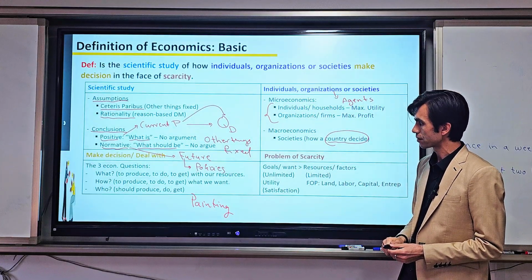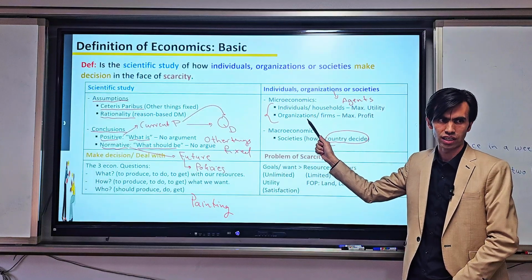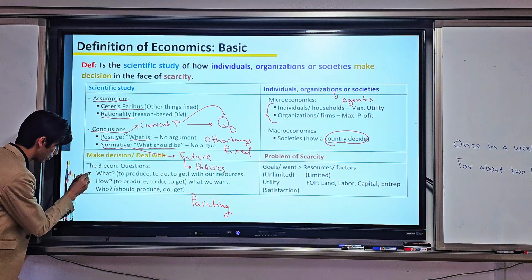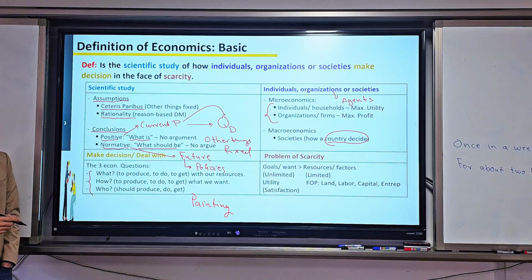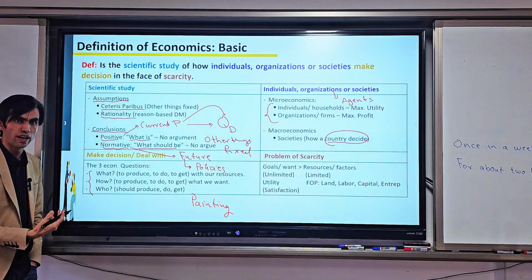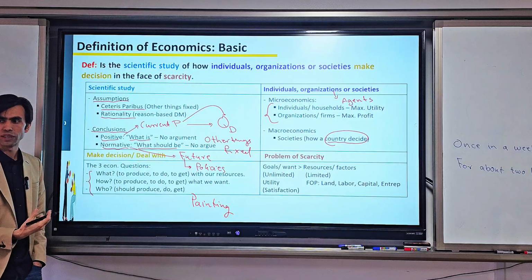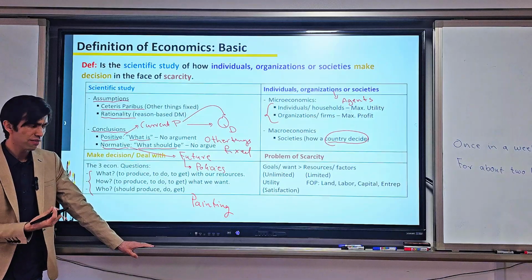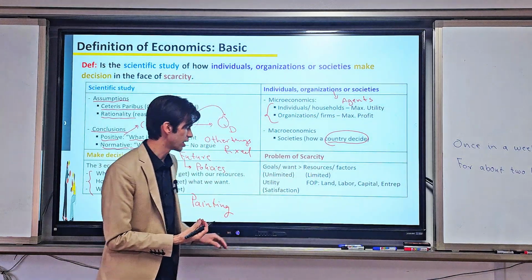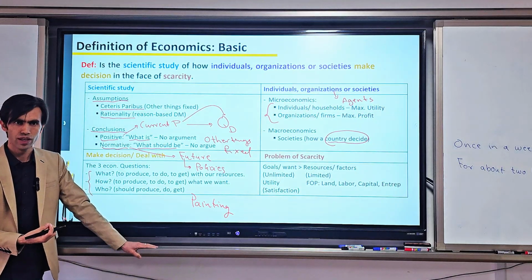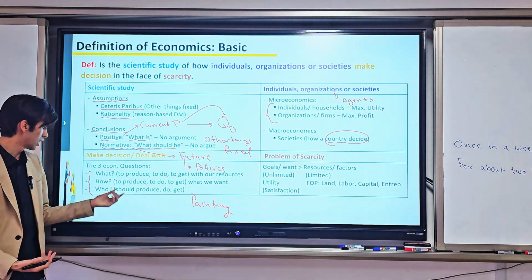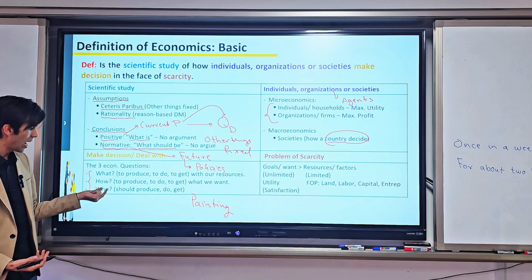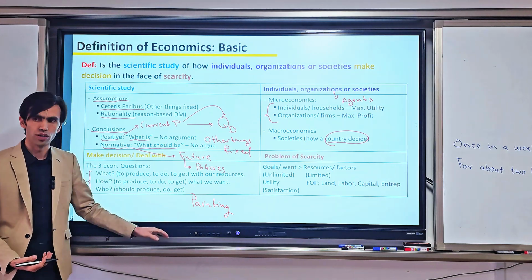And why are we going to analyze the decision making of these economic agents? In order to answer three important questions: what, how, who. What means what to produce, what to do, and what to get from our economic activity with the resources that we have. We will talk about the problem of scarcity. Everyone has limited resources, whether consumer or producer. So we will think about what to produce, do, or get with our limited resources, and then how to produce, do, or get what we want.